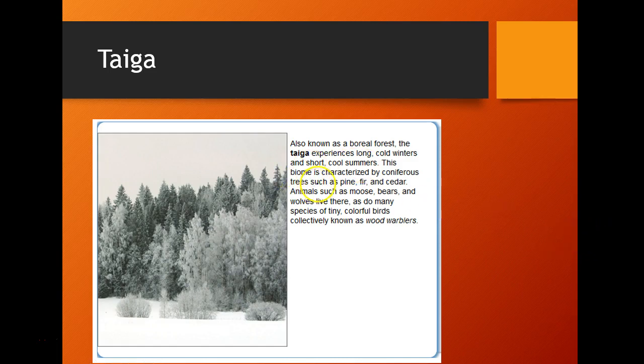The taiga is characterized by having long, cold winters and short, cool summers. And there's lots of coniferous trees, such as pine, fir, and cedar. So those would be trees that have cones on them. There are also a variety of animals and lots of different colorful birds.